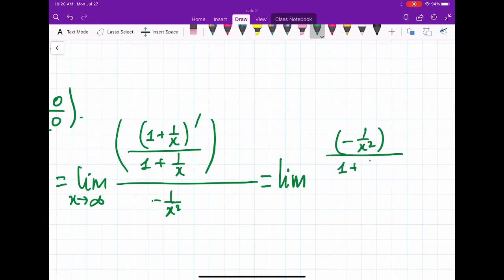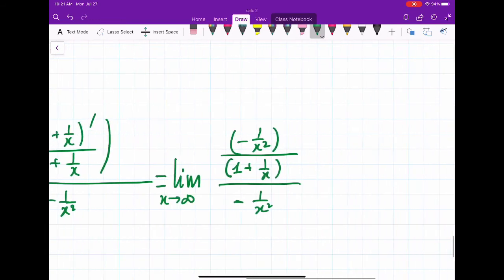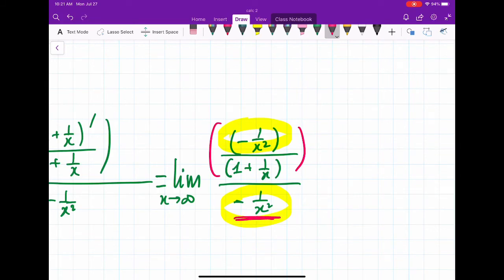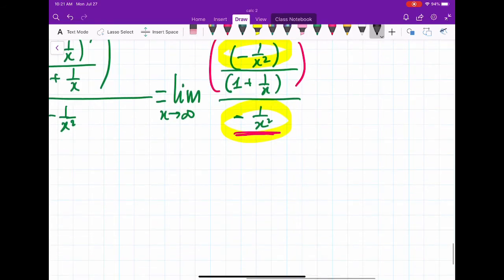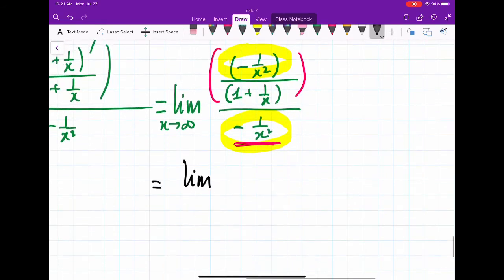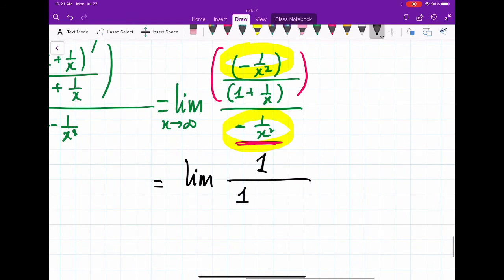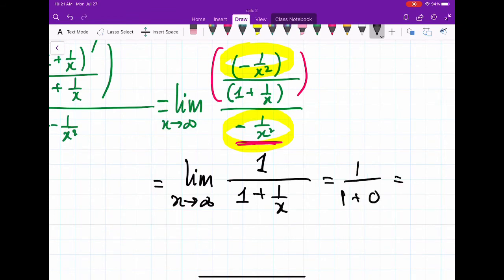And here 1 plus 1 over x, okay? Everything divided by negative 1 over x squared. X approaches infinity. And you can see, actually, these two guys will be cancelled out, right? Because you take the whole thing in here, you divide by this, right? So this part will be cancelled out. And at the end, I write here, limit of 1 over 1 plus 1 over x when x approaches infinity. And that is 1 over 1 plus 0, which is 1.